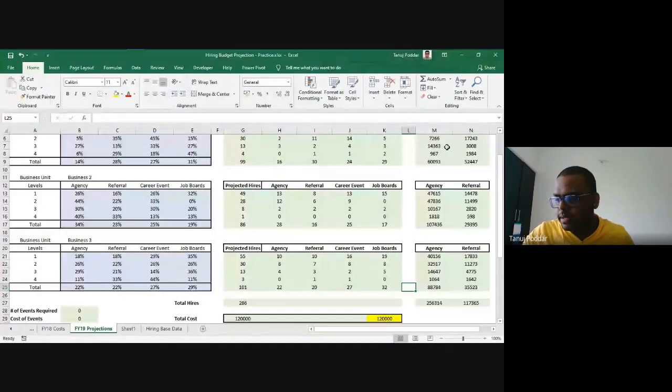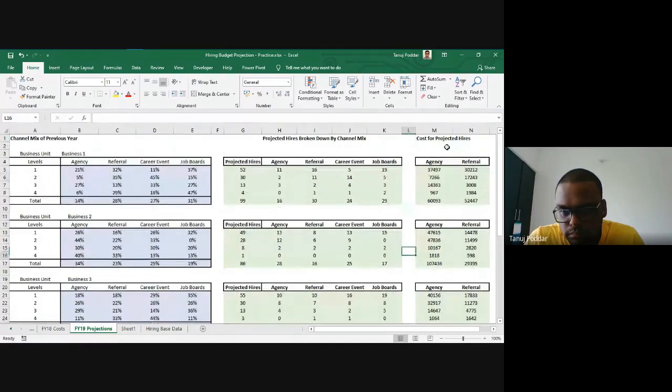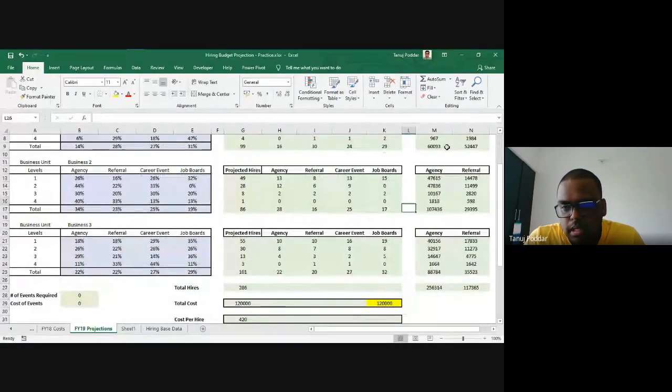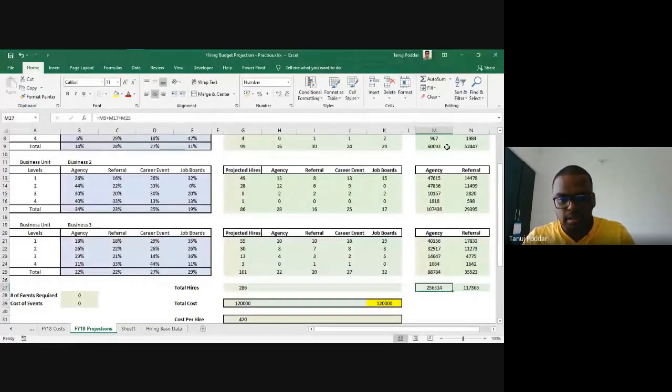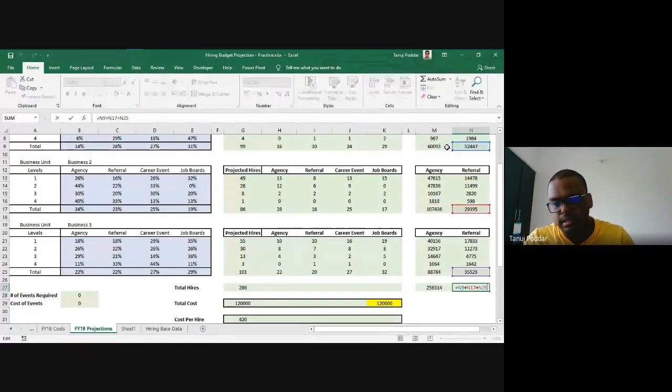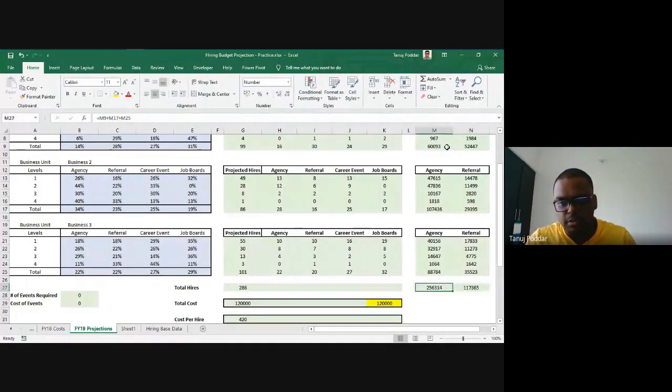Okay. Any other questions? Okay, so let's quickly populate the total cost for the agencies. It's just a summation of all the 3 cells of totals for the 3 businesses. Similarly, you have the 3 businesses with these totals for referrals. So you have the total cost for referrals and agency hires for this number.